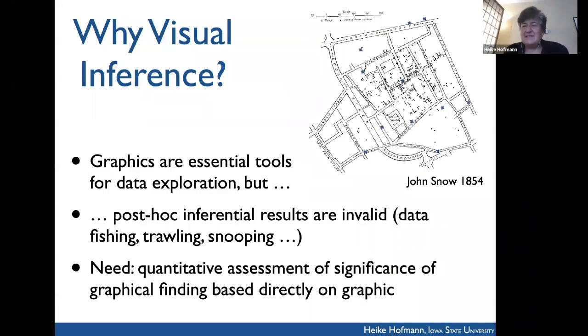Okay. So obviously we don't want to be accused of data fishing, and maybe more importantly, we also don't want to do data fishing or p-value fishing, p-value hacking. I'm sure that you've heard those kind of terms. So what we need is to find a way to assess the significance of a visual finding.